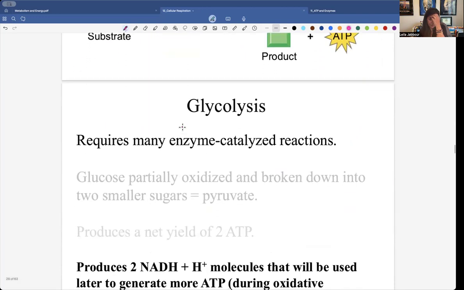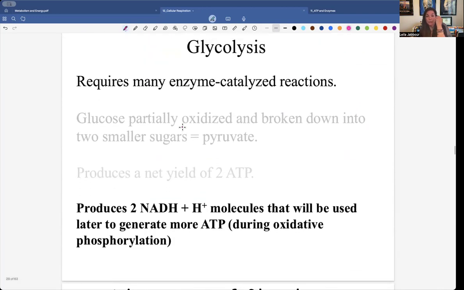Okay, so we talked about how glycolysis requires many enzymes to catalyze reactions. They partially oxidized and broke down glucose into 2 smaller sugars. That's the big picture, I should say, for glycolysis. The net yield of ATP is 2. And the last thing we need to talk about is the production of 2 NADH H+ molecules that will be used for later generations of more ATP.